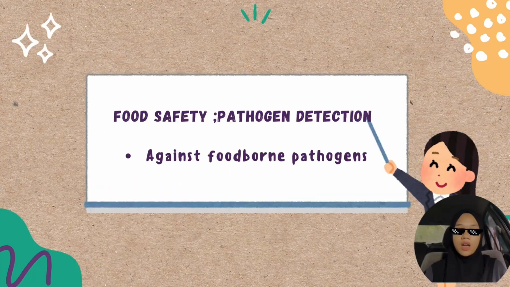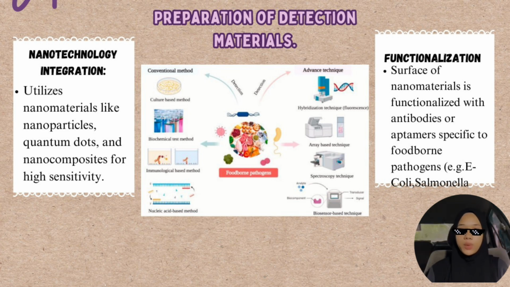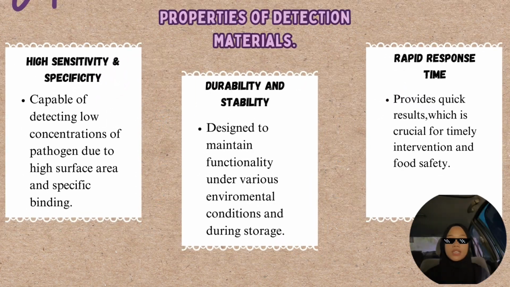Today, I will explain how we are using advanced technology to detect harmful bacteria in food. We are using tiny particles like nanoparticles, quantum dots, and nanocomposites because they are incredibly sensitive. They can detect even very small amounts of harmful substances. To make them even more effective, we are coating these particles with special antibodies or aptamers. These are like tiny sensors that specifically recognize and bind to bacteria such as E. coli and Salmonella.